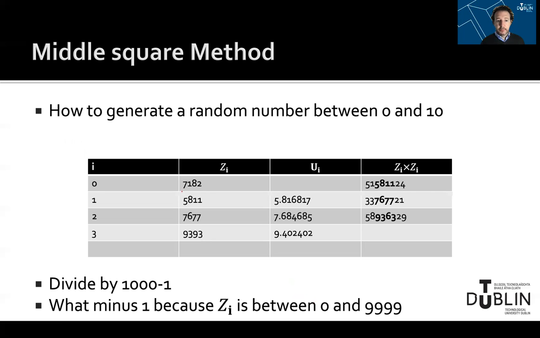So we have 7182. We square it, and that gets our first random number. Now, to generate the number between 0 and 10, we divide that by 999, and we get 5.812. Now, to get the next number, we use the 5,811. You have 767, divide that by 999, gets our next number. Same thing, every time, just working our way through.